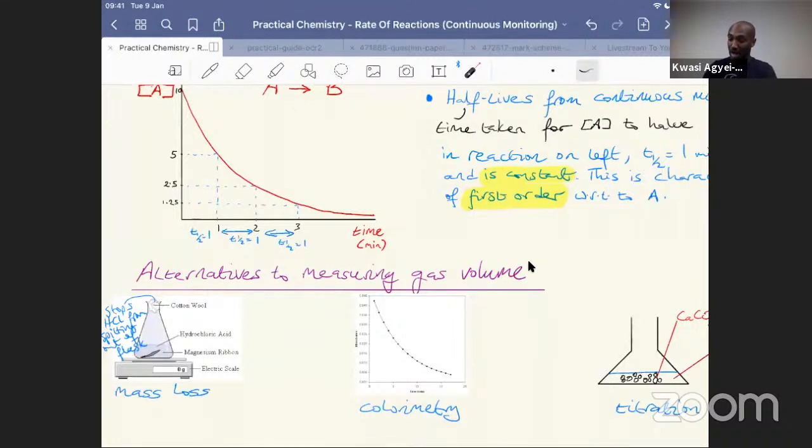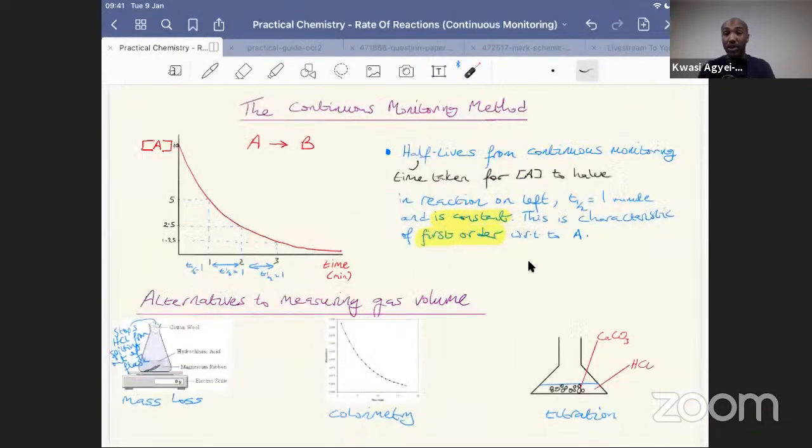You could also use titrations to monitor the concentration of your reactant at any point over the course of the reaction. At regular time intervals, you would take a small sample out of your flask, in this instance a small sample of acid, and quickly titrate it against an alkali of known concentration to work out how much acid was present at that point when you took the sample out. So a number of different methods other than measuring the volume of gas being produced.